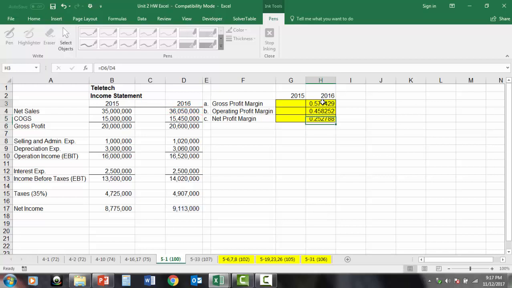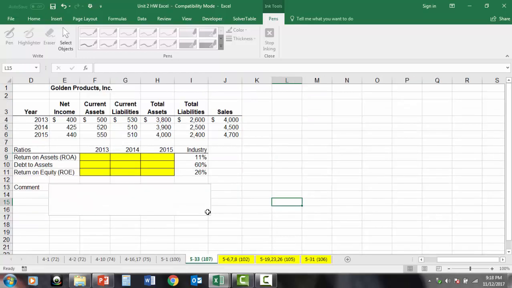Okay, let's display those all as, let's do it as a percent. And there we go. All right. Pretty easy, right? Do the same thing for 2015. You're all set. Okay, now we're jumping way up to 533, and this is just to get us some exposure to a few more profitability ratios.